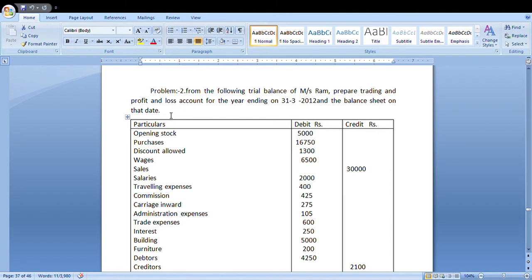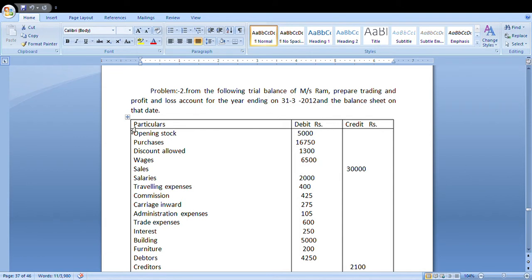Today's lecture topic is final accounts problems. The problem is: from the following trial balance of Mr. Ram, prepare the trading and profit and loss account for the year ended 31st March 2012 and the balance sheet on that date.